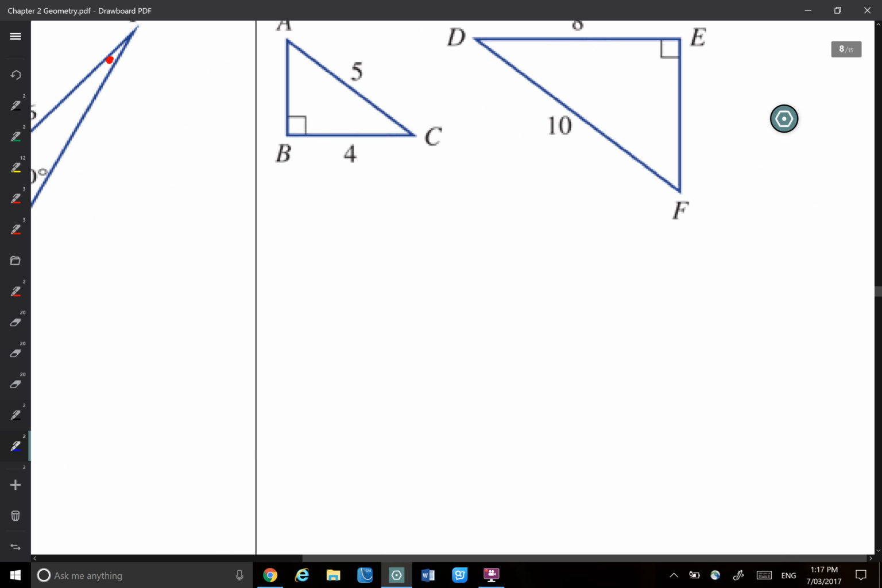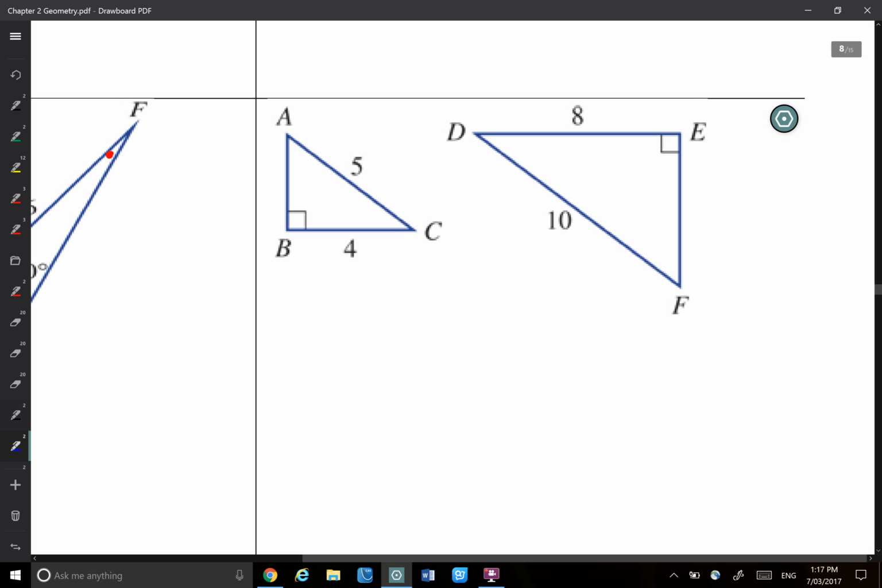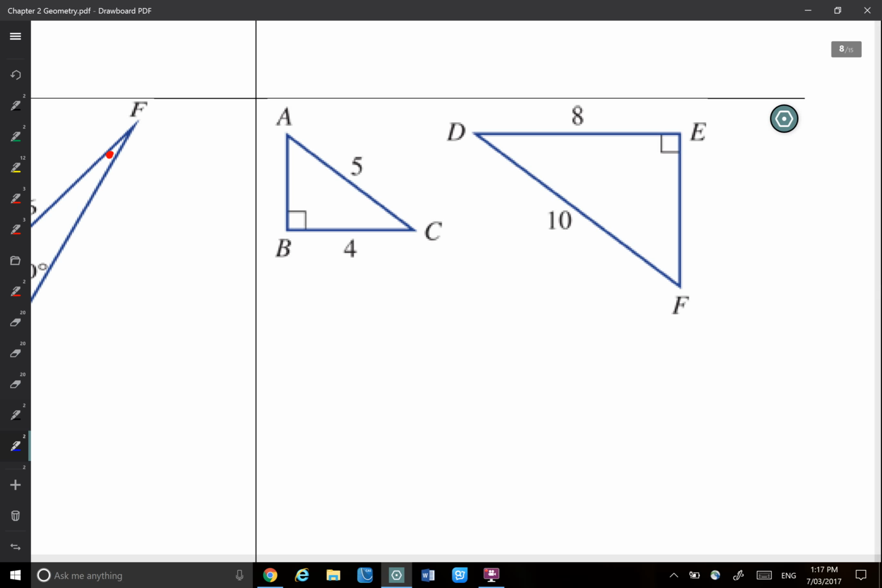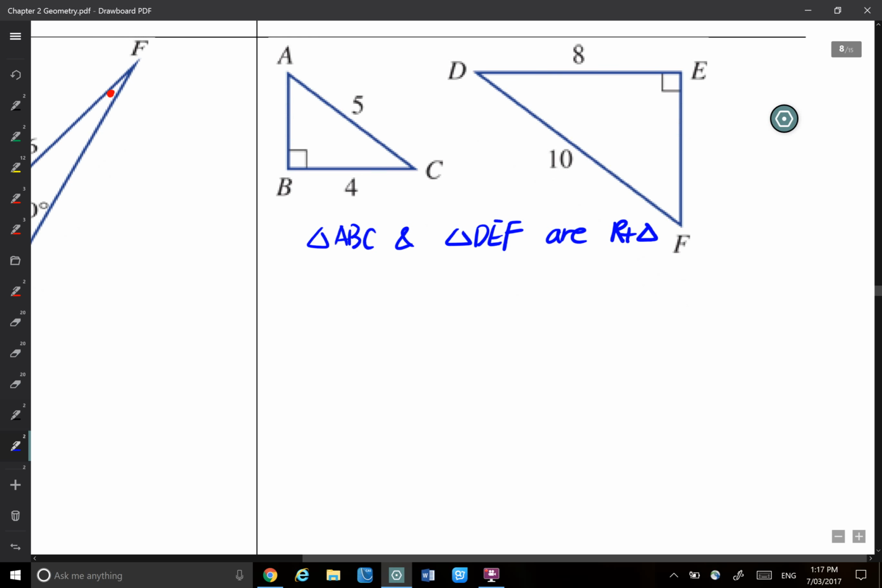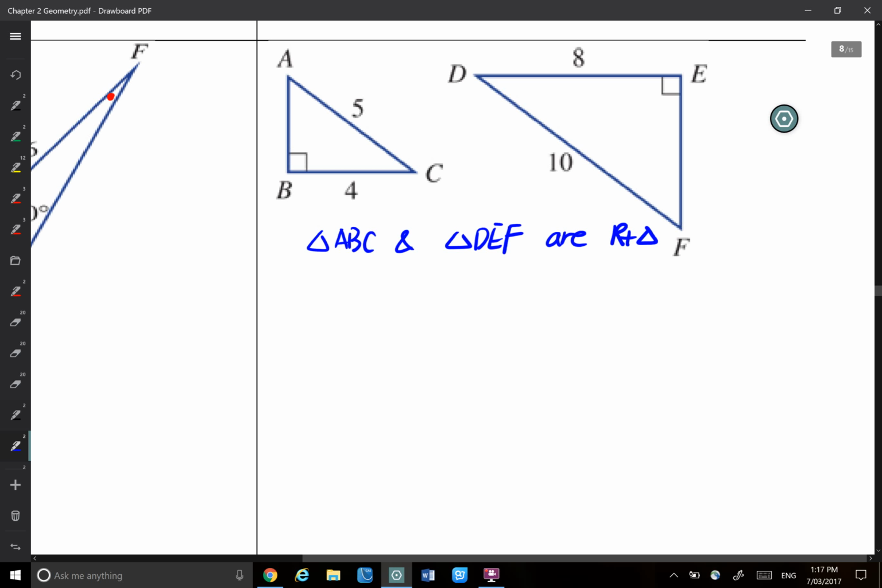Okay, for the next one, I can see a right angle triangle. The information we know is 1 hypotenuse and 1 side length. So it will very likely be the RHS case. So I will say triangle ABC and triangle DEF are right angle triangles.